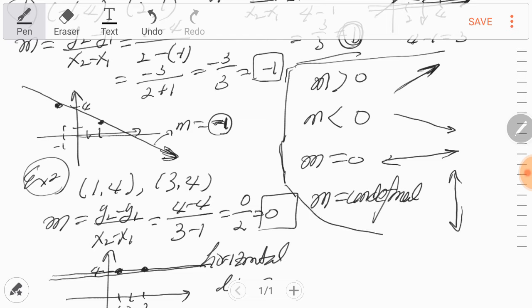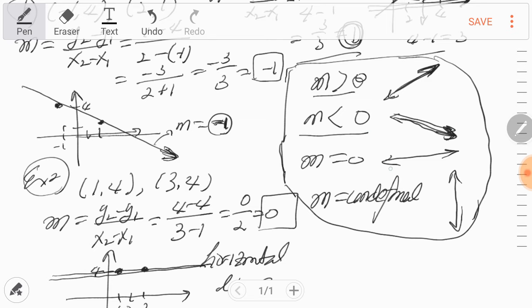Please keep in mind that there are 4 types of straight lines. If the right end of the line is going up, then the slope is always positive. If the right end of the line is going down, then the slope is negative. If the line is horizontal, then the slope is always 0. If the line is a vertical line, then the slope is undefined.